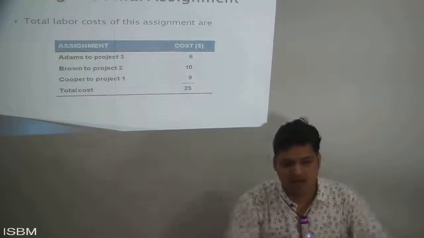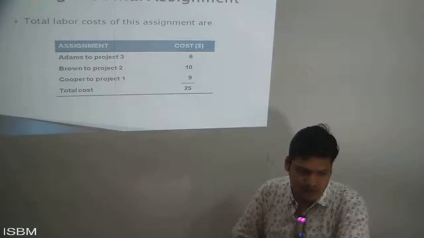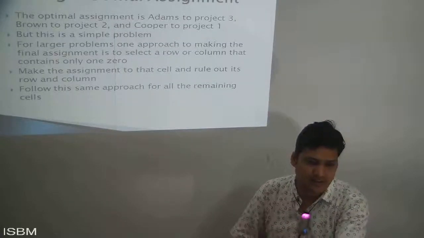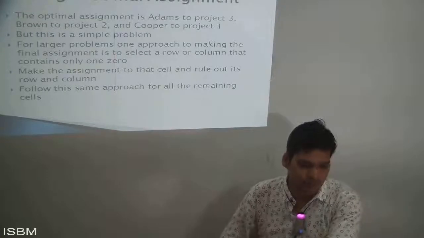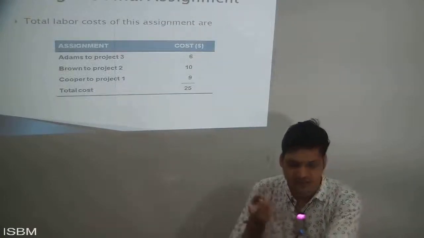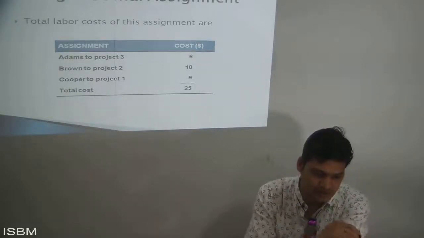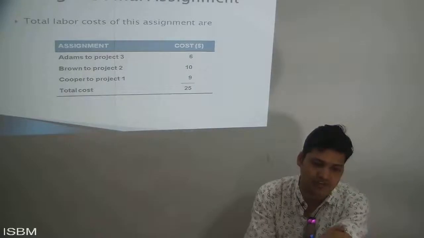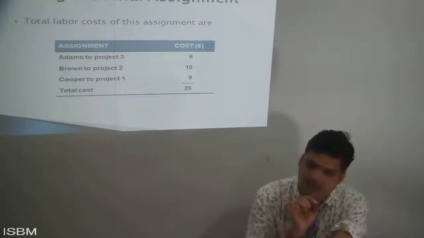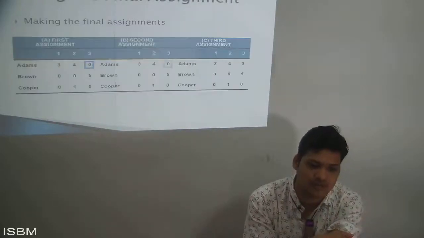So what they have given over here is 3, 2, 1. Adam for project 3, Brown for project 2, and Cooper for project 1. So we will add this. Adam for project 3 cost is 6, Brown for project 2 cost is 10, and Cooper for project 1 cost is 9. So total cost becomes 25. This is the total labor cost, $25.